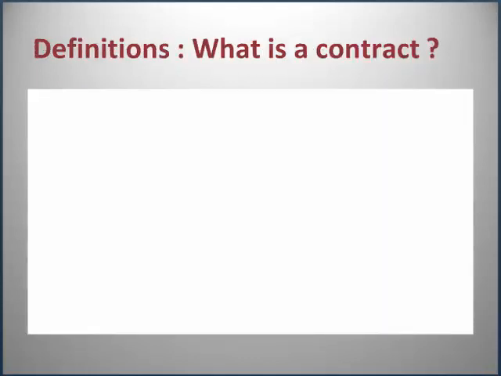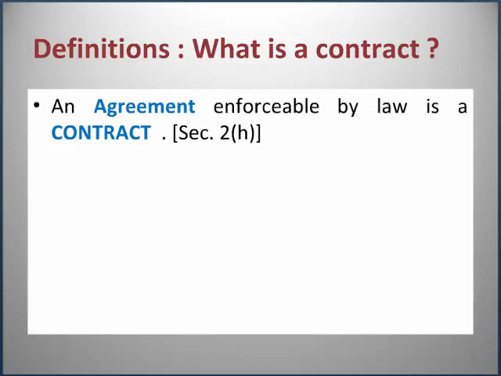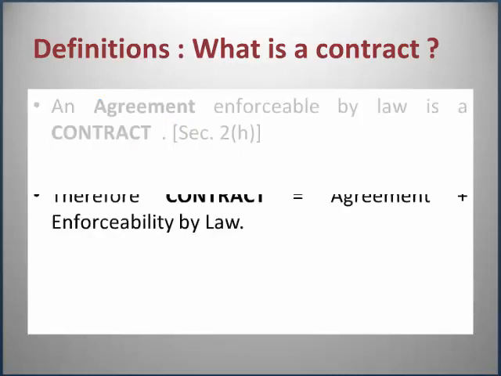So let's start with the definition of the fundamental concept, contract. What exactly is a contract? How does the law define the term contract? Section 2 clause H gives us a very simple single-line definition: an agreement enforceable by law is a contract. So as per law, any agreement which is enforceable by law is a contract.